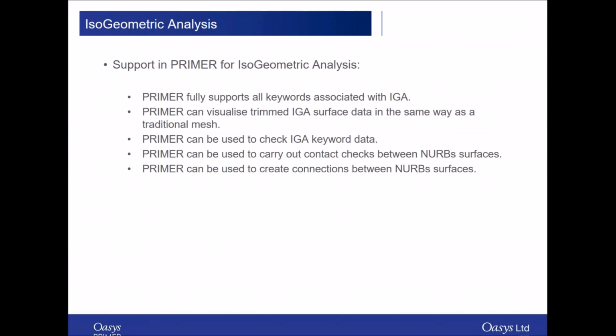So in terms of Primer support of isogeometric analysis, Primer fully supports all keywords associated with IGA. Primer can visualize trimmed IGA surface data in the same way as a traditional mesh. Primer can be used to check IGA keyword data. It can be used to carry out contact checks between NURBS surfaces and NURBS and shell surfaces. And Primer can be used to create connections between NURBS surfaces. So you can create a model which is a combination of NURBS surfaces and normal traditional shell mesh surfaces as well.